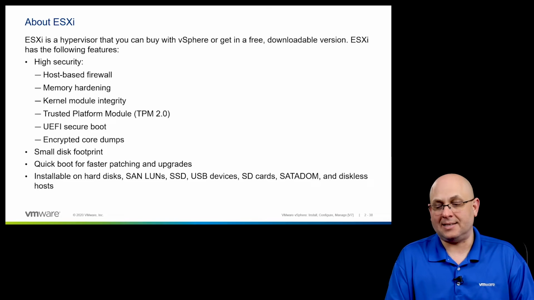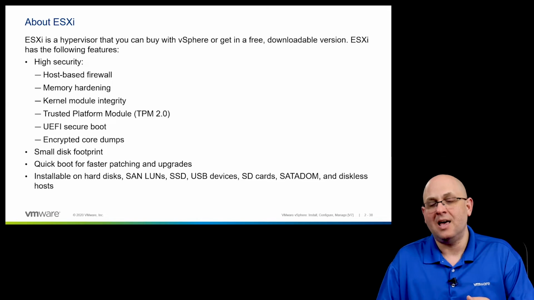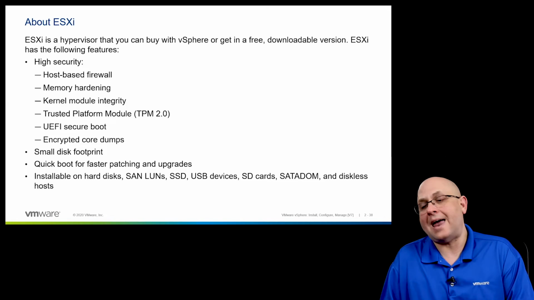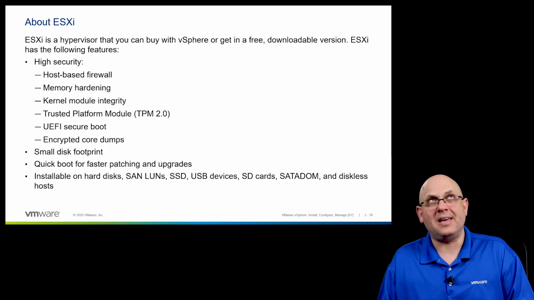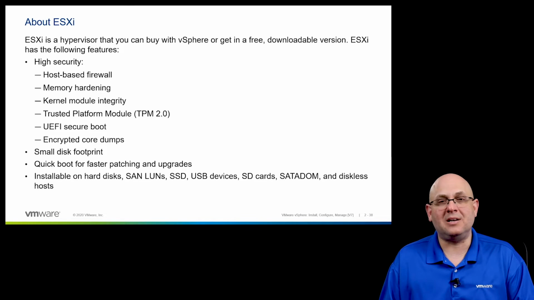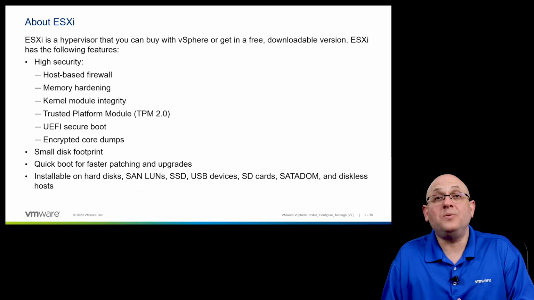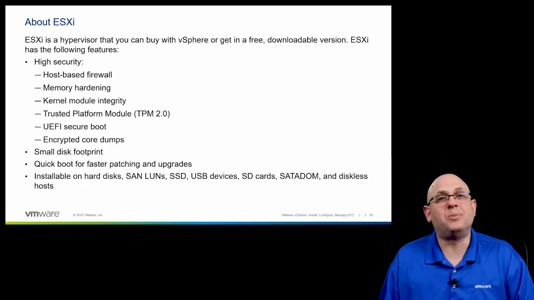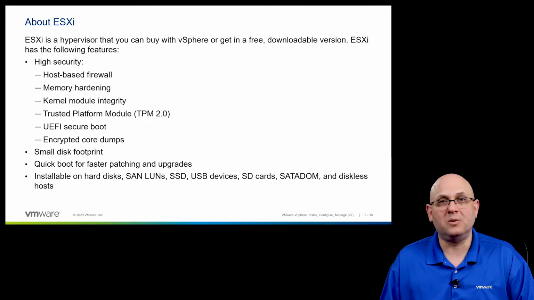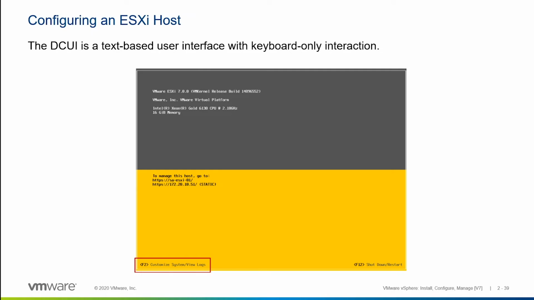We can install to SSD and USB devices and SD cards and little SATA DOM devices that are kind of like memory devices that plug straight into the SATA ports. We can do diskless hosts, and we can PXE boot ESXi if you want to as well. So one of the things that we have to do is boot the ISO image that comes downloadable from VMware, and we'll install ESXi.